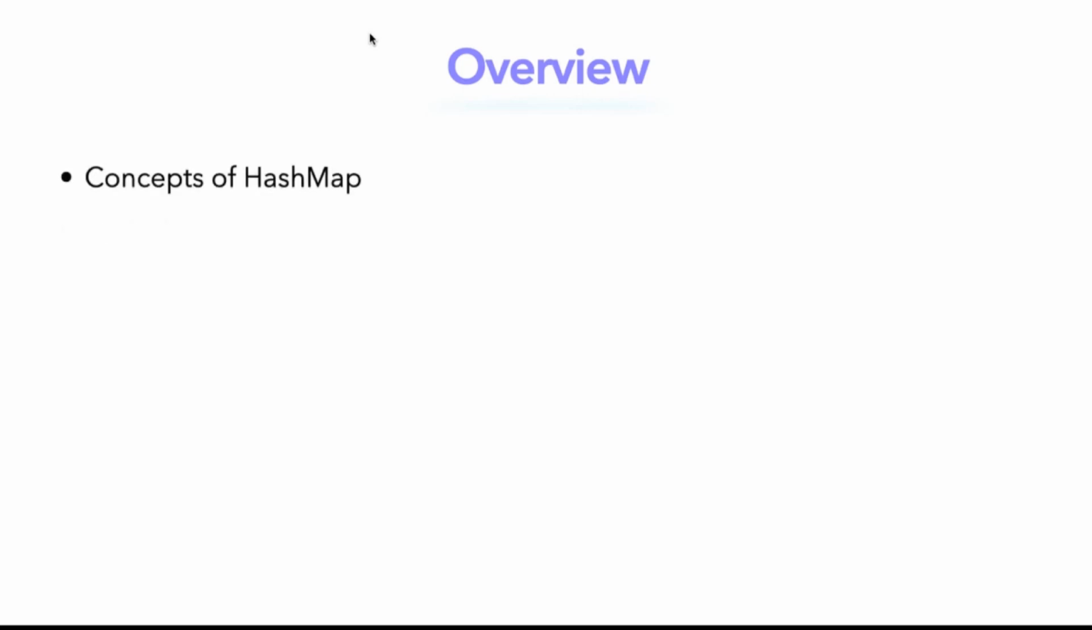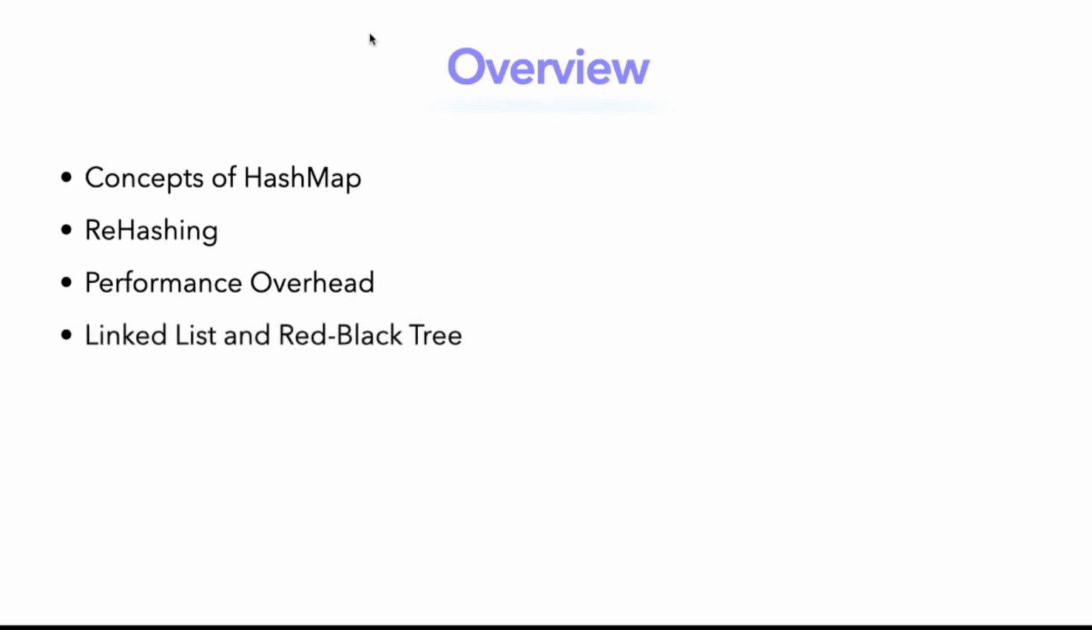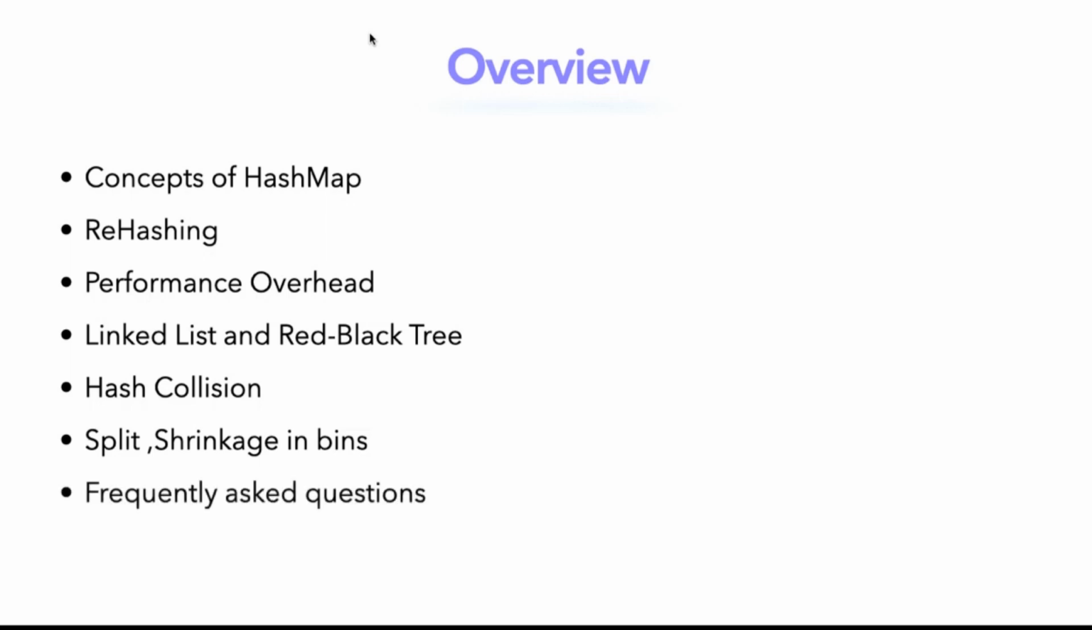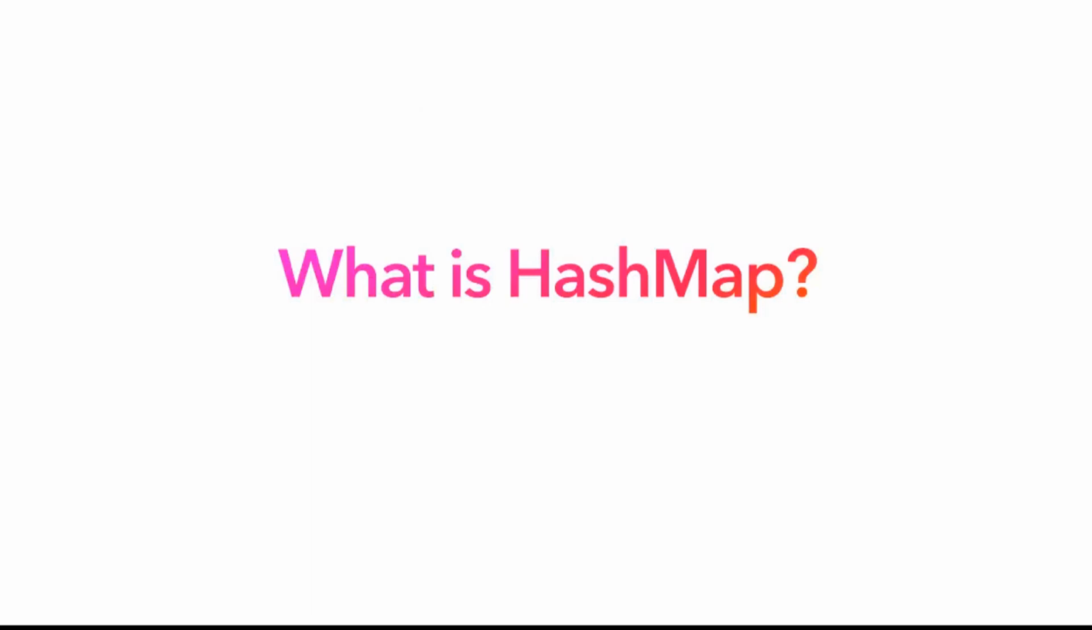etc. What is rehashing and in which scenarios does it happen? What are the performance overheads and how can they be optimized in Java 8? HashMap implementation with linked list and red-black tree with a detailed example. What is hash collision and how can it be resolved in Java 8? Different use cases on split and shrinkage of bins in HashMaps, along with frequently asked questions.